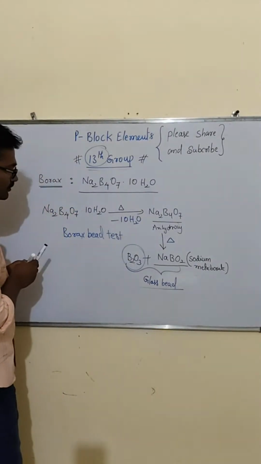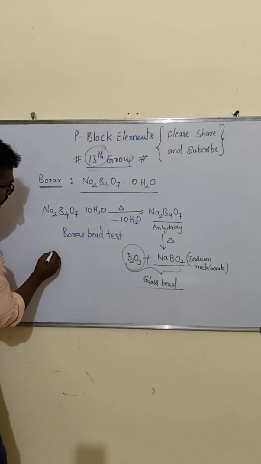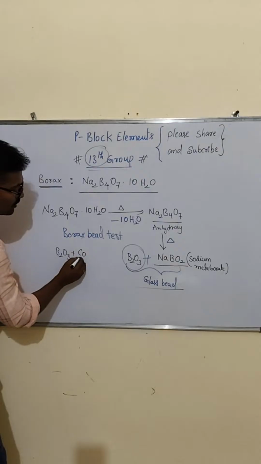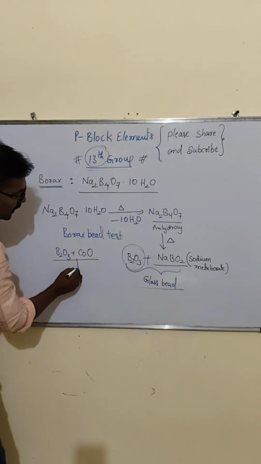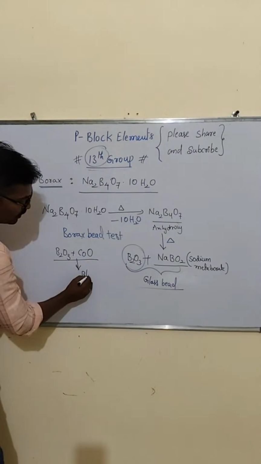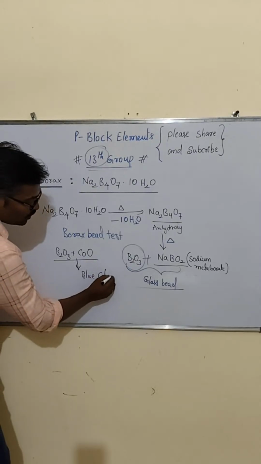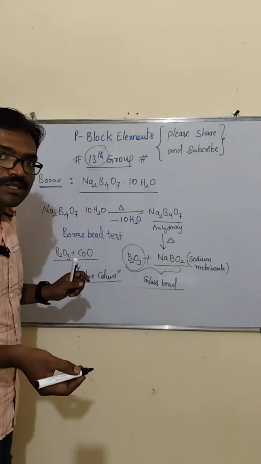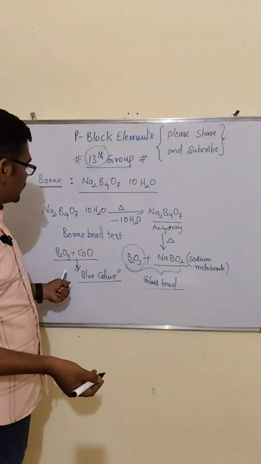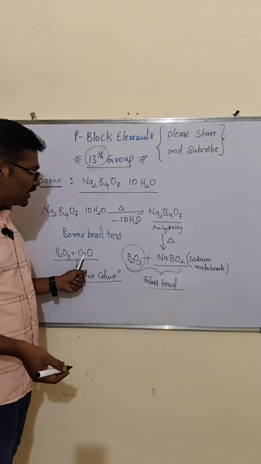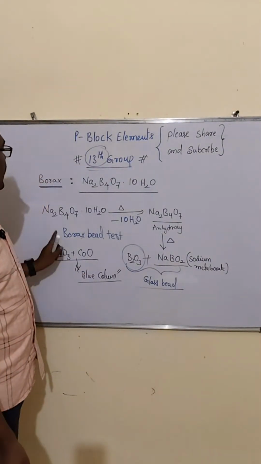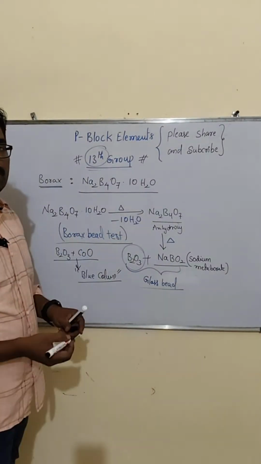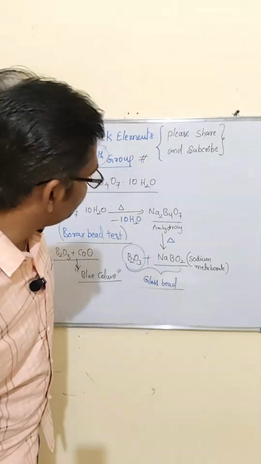In the borax bead test, for example, B2O3, when it is treated with cobalt oxide, gives blue color. So for the identification of colors of metal oxides, based on the colors we can identify the metal oxides. That is what we call the borax bead test. Clear? Understand, my dear students?